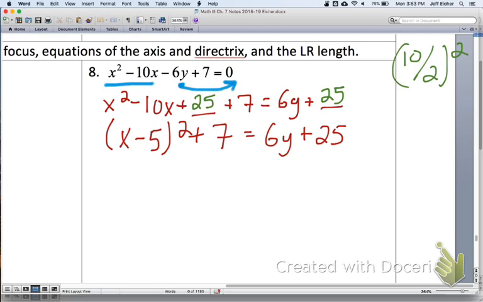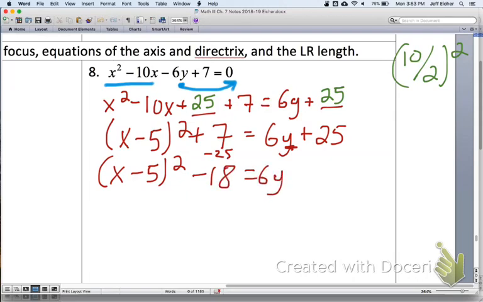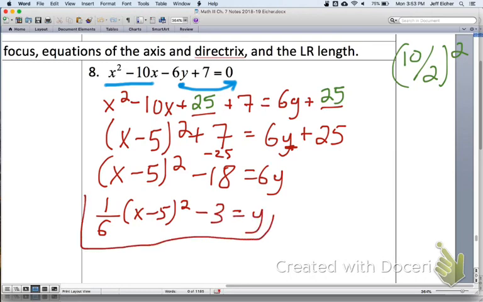We'd like to get y all by itself. So we're going to subtract 25 from both sides. So we get x minus 5 squared minus 25, that's negative 18, equals 6y. And then we're going to divide both sides by 6. That'll give us 1/6 times x minus 5 squared, and 18 divided by 6 is minus 3. So there's our equation.